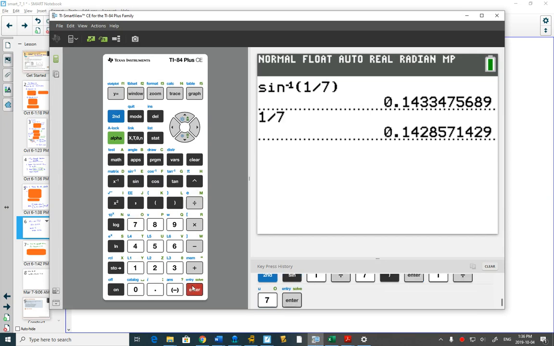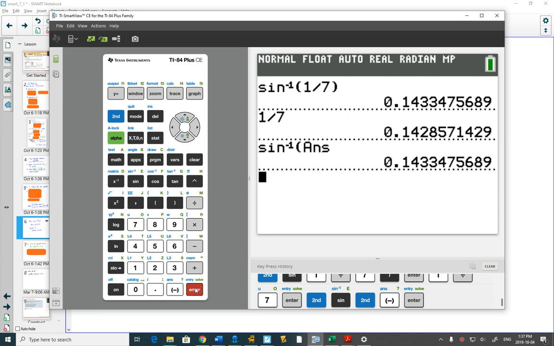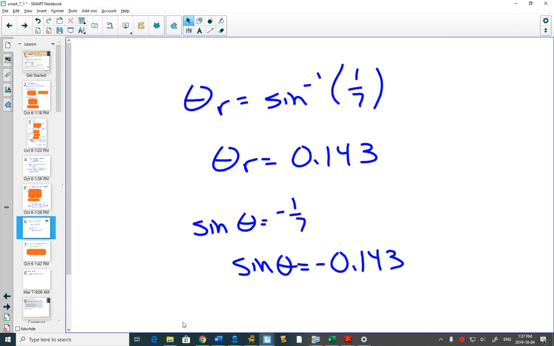1 divided by 7 is 0.142857, which if you round is 0.143, which is really weird that the reference angle and the fraction, when you round to 3 decimal places, are identical. And so this person then next went sine inverse of my answer, and they're like, I basically got the same number twice, and they thought they did something wrong. I'm not doing something wrong. It is just a coincidence that 1/7 and sine inverse of 1/7 happen to be the same if you round to 3 decimal places.